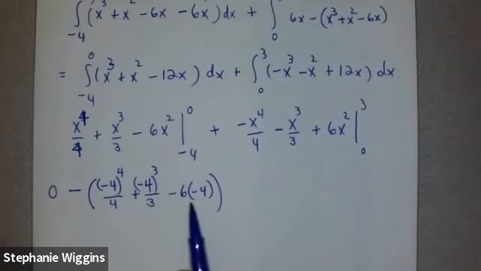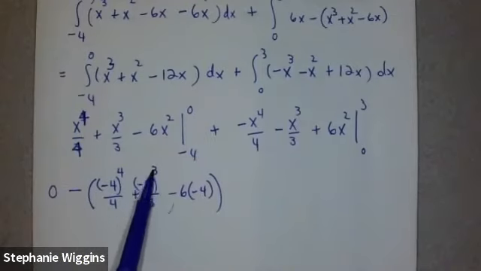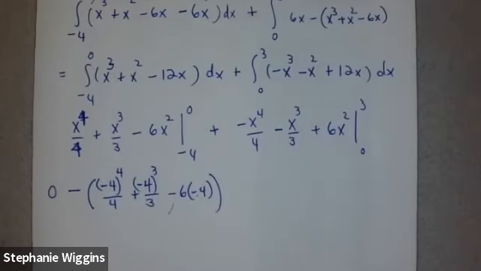Make sure you keep track of your signs. This is going to be positive because negative to the 4th is a positive. This one's going to be negative. Negative cubed is negative, and this is double negatives, positives.